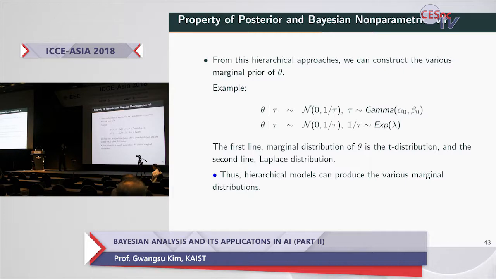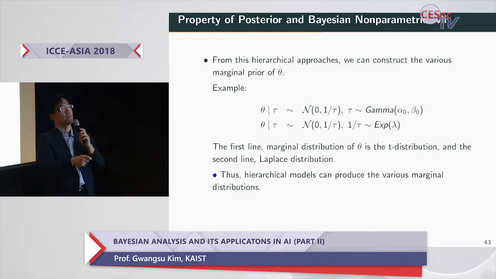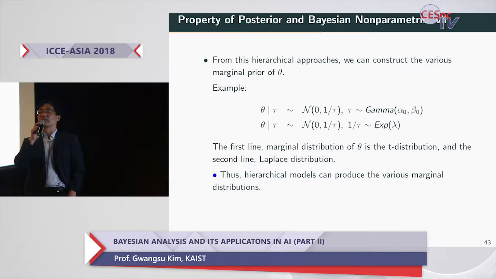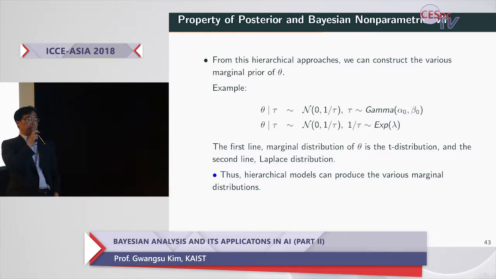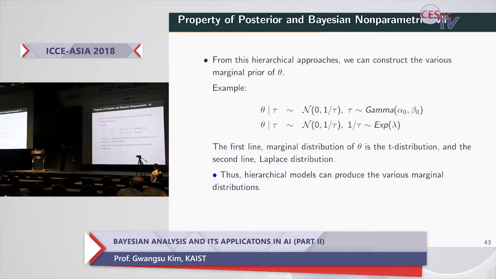Many people think that this is too complex, so they use the t distribution or Laplace distribution directly. That can be a sound thing, but this hierarchical approach is better in some matters, and it gives more information in many cases. So Bayesian models usually use hierarchical models, very complex hierarchical models.